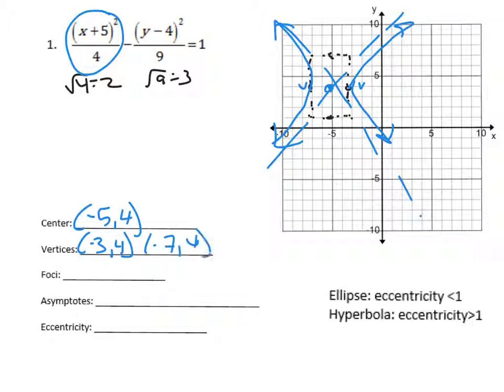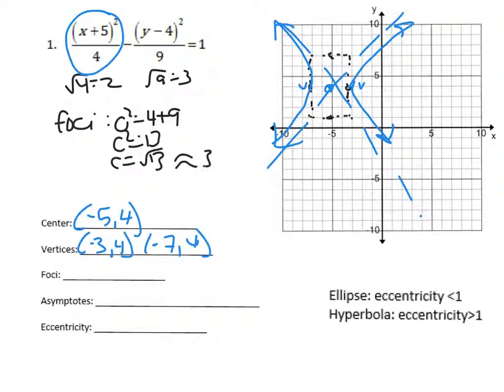So without even really going on your graph to find them, think about which one you're adding and subtracting things to. My foci, you do by adding your two denominators. 4 plus 9 gives me 13. So my c is square root of 13. So square root of 13 is between 3 and 4.